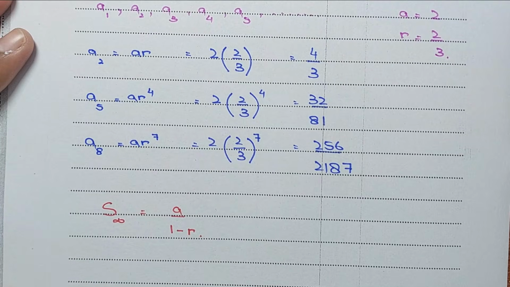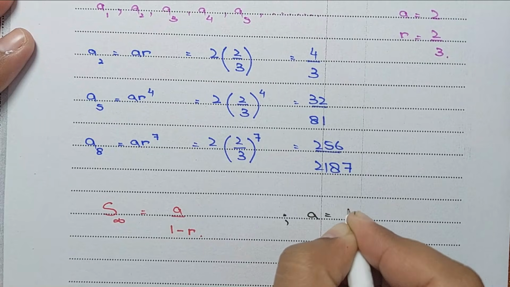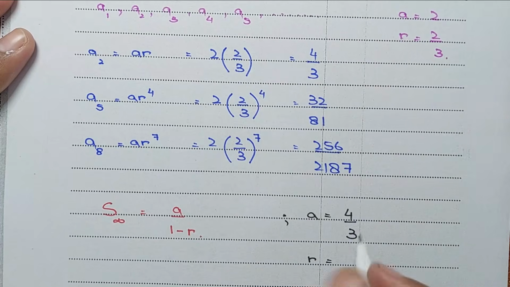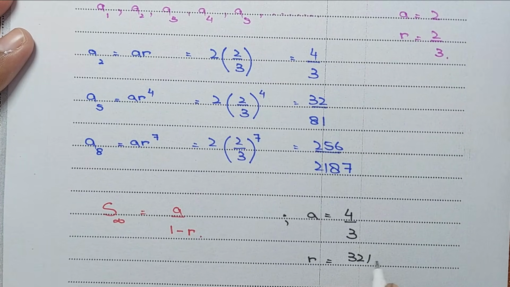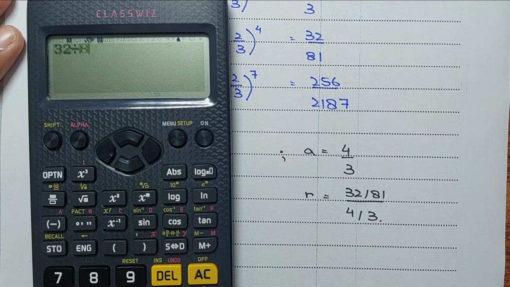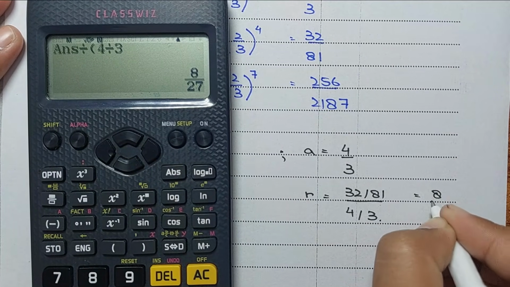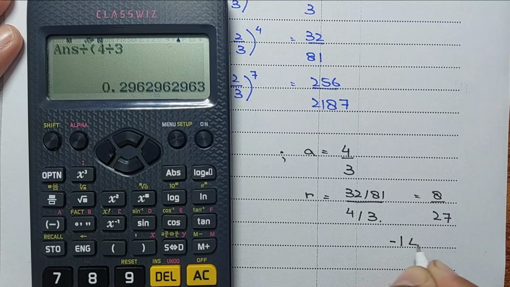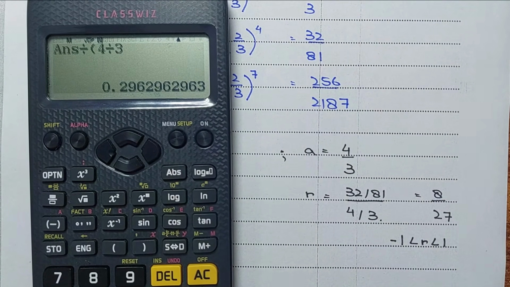Now what is your A? As you guys can see, A is the first term. Now A is basically 4 over 3. And what is your R? R is the second over first term. The second term is 32 over 81. This is divided by 4 over 3. This is your R. 32 over 81 divided by 4 over 3 is 8 over 27, and this value lies between minus 1 and plus 1. For sum to infinity, the R value should be between 1 and minus 1.